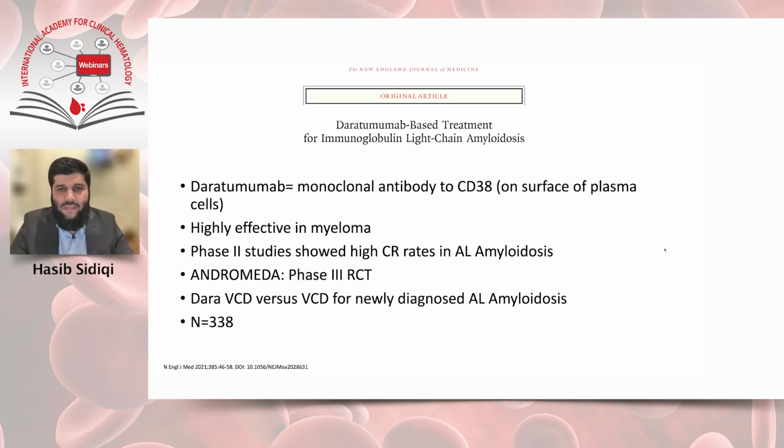So let's look at the data for daratumumab in light chain amyloidosis. Daratumumab, as we know, is a monoclonal antibody to CD38 found on the surface of plasma cells. It has been found to be highly effective in multiple myeloma, and early phase 2 studies showed a high CR rate in patients with light chain amyloidosis. And it was on the basis of these studies that the phase 3 Andromeda randomized controlled trial looking at daratumumab in combination with bortezomib, cyclophosphamide and dexamethasone versus bortezomib, cyclophosphamide and dexamethasone alone was formulated.